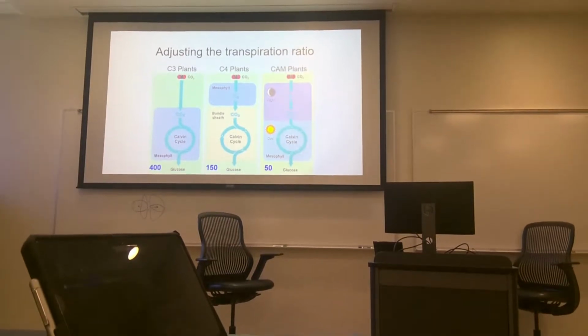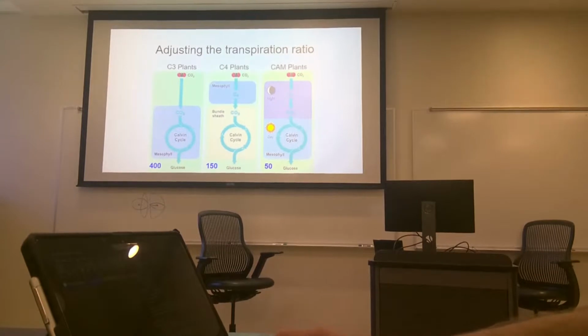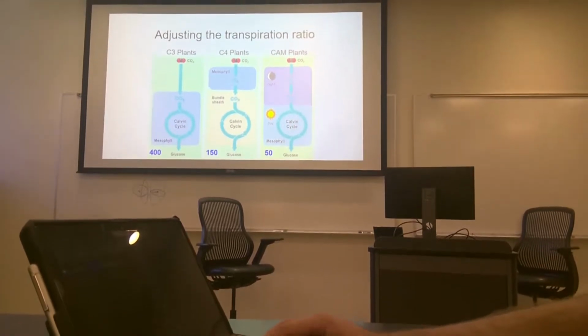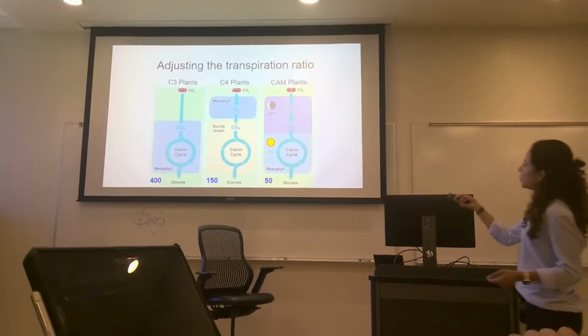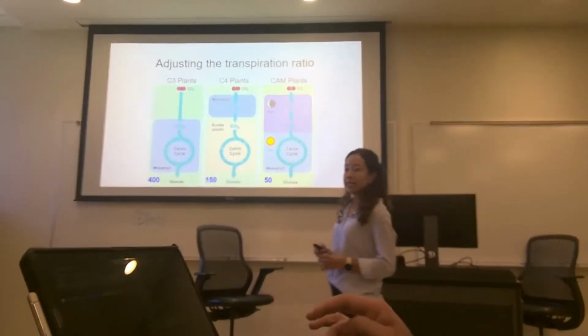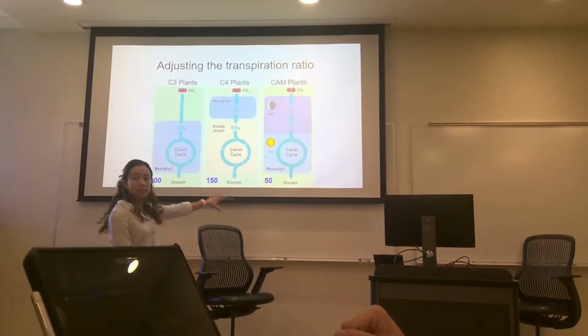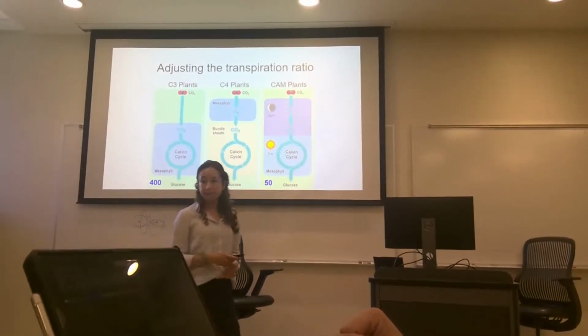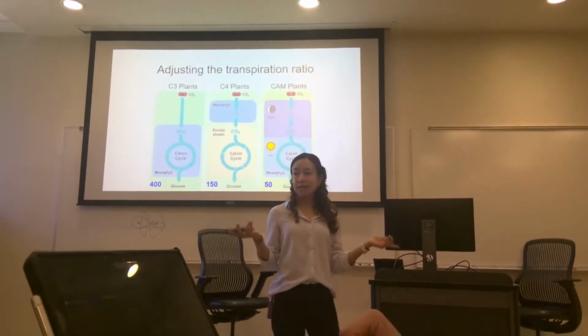And the last one is CAM. Now you can see it's much, much more efficient. You're only using 50 molecules of water per CO2 that comes in instead of 400. And CAM separates in time. So you fix CO2 at night initially, and you complete the rest of the Calvin cycle during the day. So you open basically stomata at night and not during the day.